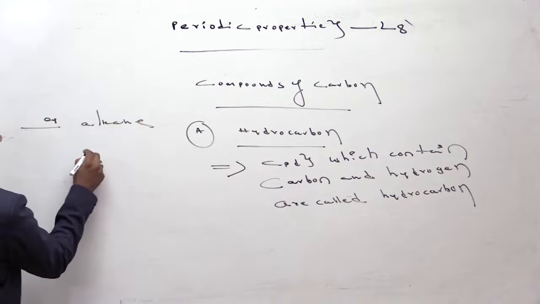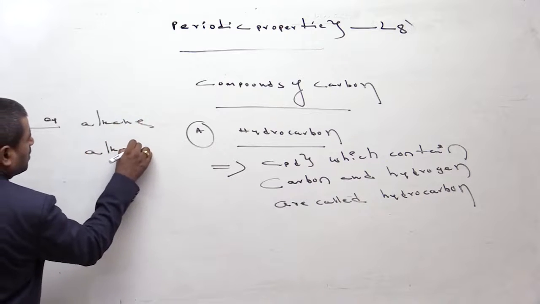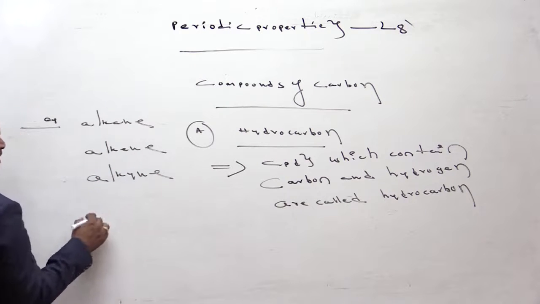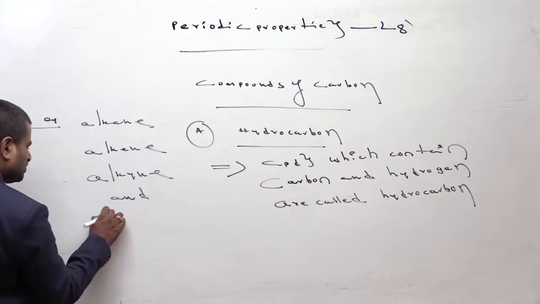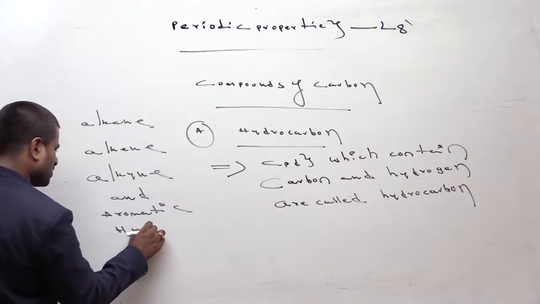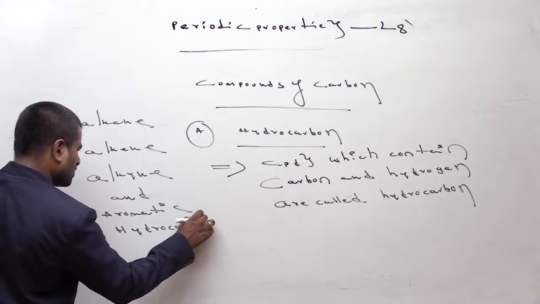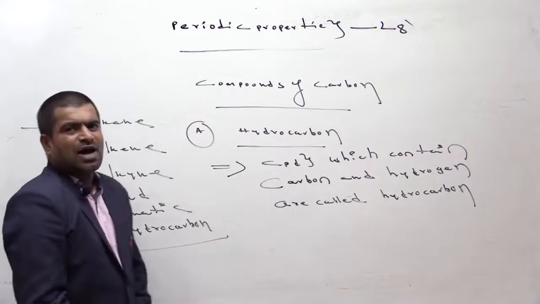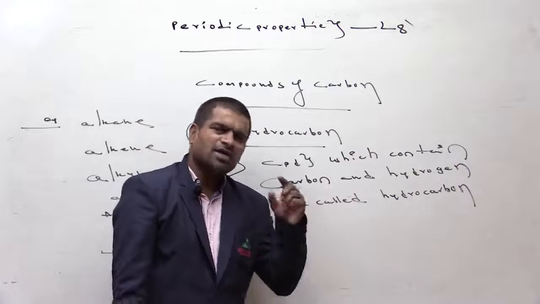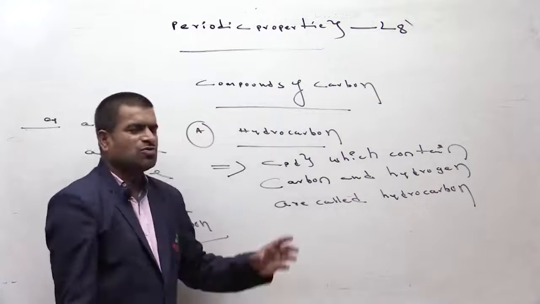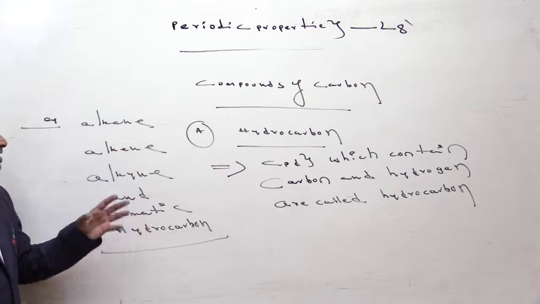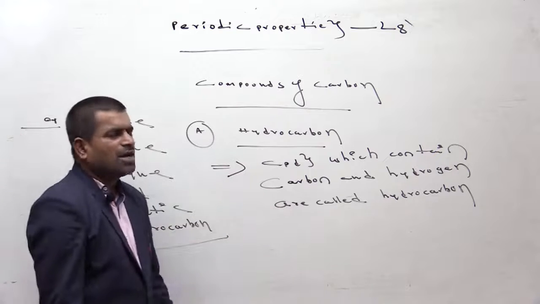alkane, alkene, alkyne, and aromatic hydrocarbons. Remember the definition: compounds which contain carbon and hydrogen only are called hydrocarbons. Examples: alkane, alkene, alkyne, and aromatic hydrocarbon.